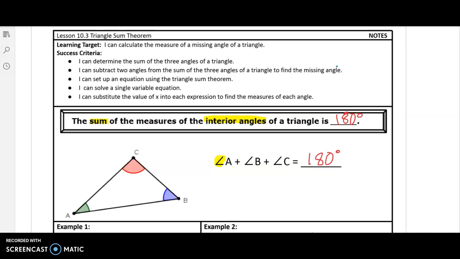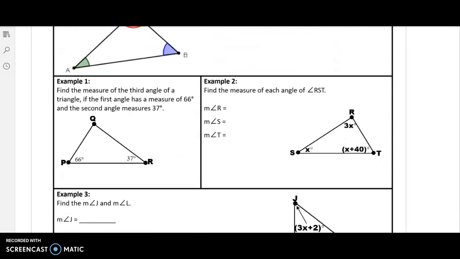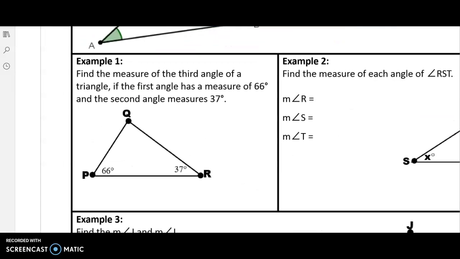So let's go ahead and go down and look at an example. Our first example is pretty simple. Find the measure of the third angle of this triangle. If we know one of the angles is 66 degrees and the other angle is 37, what would the remaining angle be? Angle Q. Okay, so we're going to add those two together.